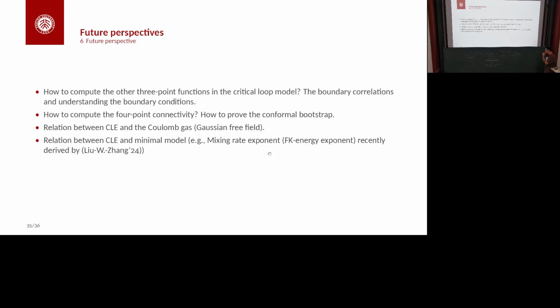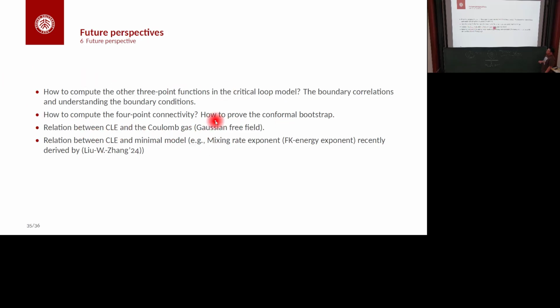Apparently, I want to mention some future perspectives. Here we show several geometric 3-point functions, but actually you have many different kinds of geometric 3-point functions. How can we compute the 3-point function on the sphere, and also some boundary correlation functions? To compute the boundary correlation function, we also need to understand the boundary conditions, like the free and wired boundary conditions, and some other boundary conditions. And another very hard question is how to compute the 4-point connectivity, say the 4 points in the same percolation cluster, and how to prove the conformal bootstrap in the sense of the Liouville case.